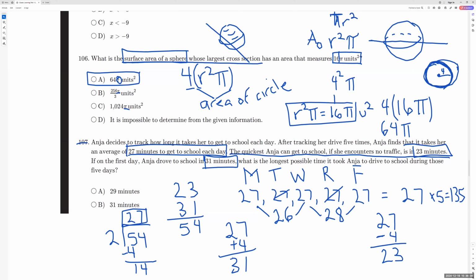So the answer cannot be 29 because she did 23 fast. So that cannot be the longest. 31 is longer than 29. In case you were guessing, you can do that.